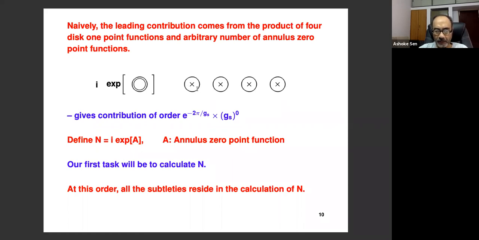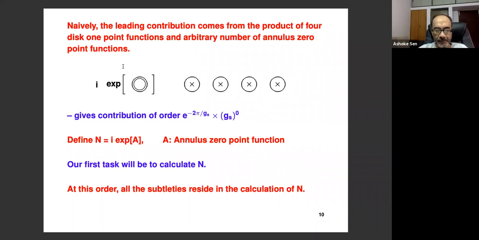So let's try to do the counting of the powers of string coupling. First of all, because it's a single D-instanton amplitude, you always have this e to the minus 2 pi by gs. And then the rest of the powers of the string coupling come as follows. Because the disk has Euler number 1, it comes with a gs inverse, and the closed string vertex operator carries a factor of gs, so each of these gives you gs to the 0. And the annulus, because it has Euler number 0 and no vertex operator, is always gs to the 0. Given this, you can insert an arbitrary number of annulus diagrams.